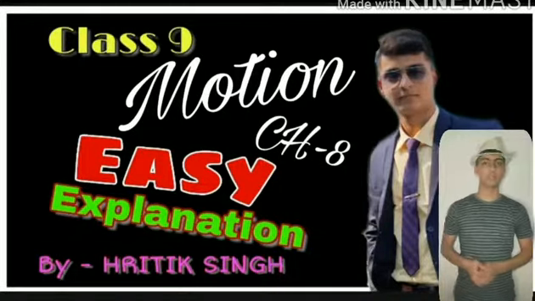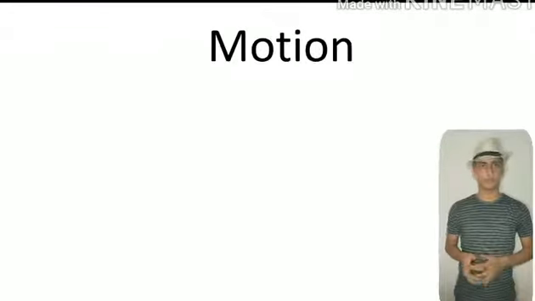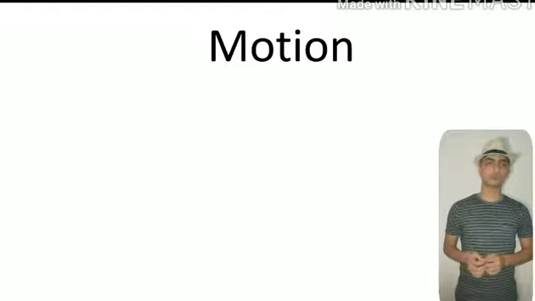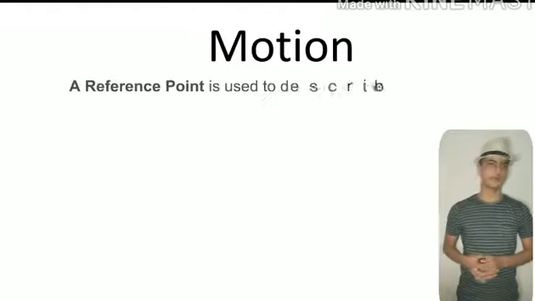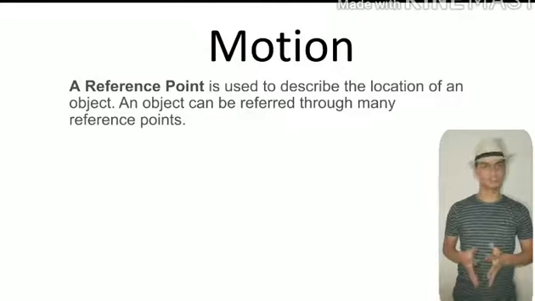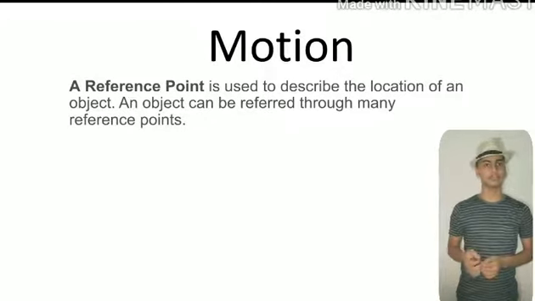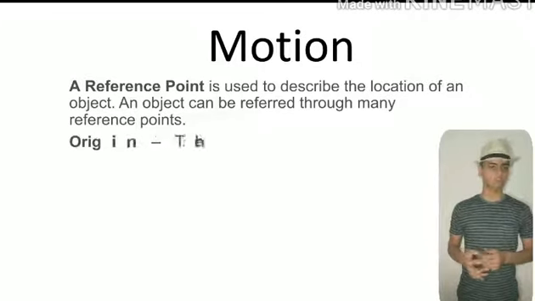Today we are going to start our first chapter of physics of class 9, that is motion. Before that, let's know the basic terms in the motion chapter. A reference point. A reference point is used to describe the location of an object. An object can be referred through many reference points.